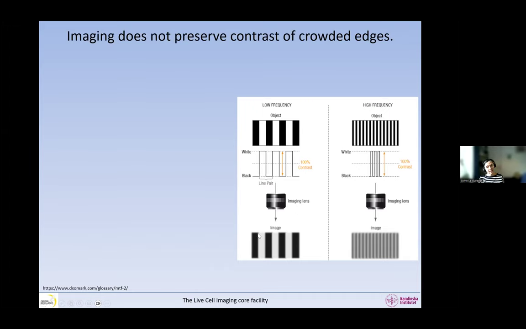It means that the edges are a little bit soft, and both the black and the white are slightly gray. So when we have this type of object, we're getting this type of image.